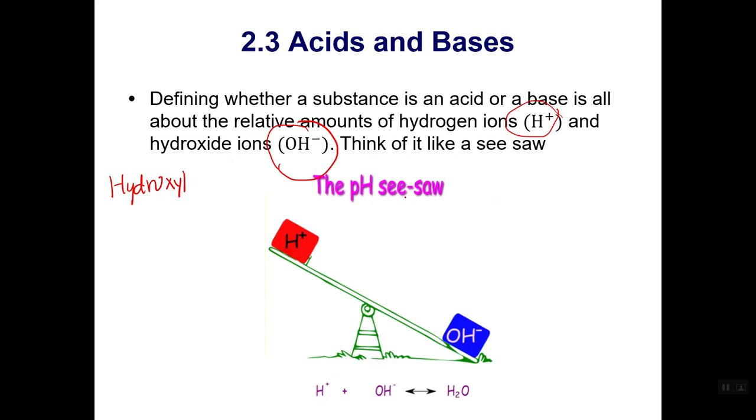But think of it like a seesaw. So here we have our pH seesaw. You'll see how this relates to pH in a second. But again, when we're defining whether a substance is an acid or a base, we're talking about the relative concentrations of hydrogen and hydroxide ions. Which one is there more of? H+ or OH-?